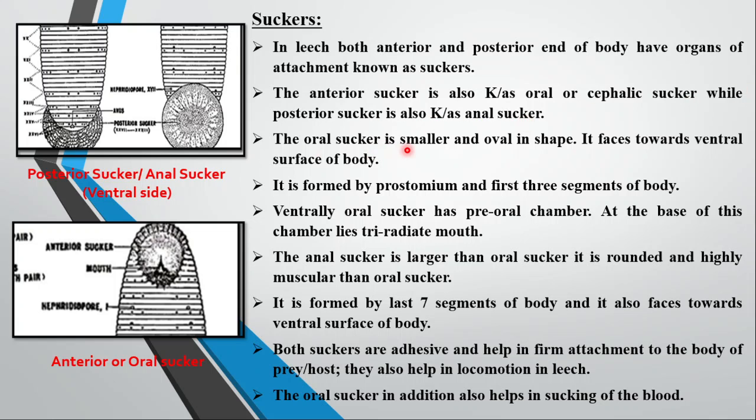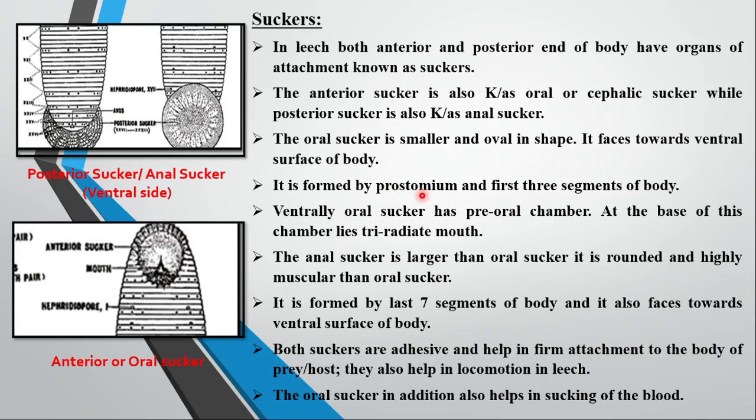The oral sucker is smaller and oval in shape. It faces towards the ventral surface of the body. See, this is the diagram below on the left side. This is the oral sucker where the opening of the mouth is present. So the oral sucker is smaller and oval in shape, and it faces the ventral surface of the body. Both the suckers are present on the ventral surface of the body.